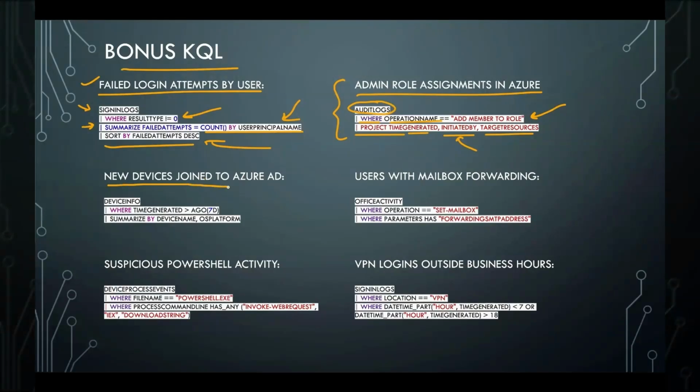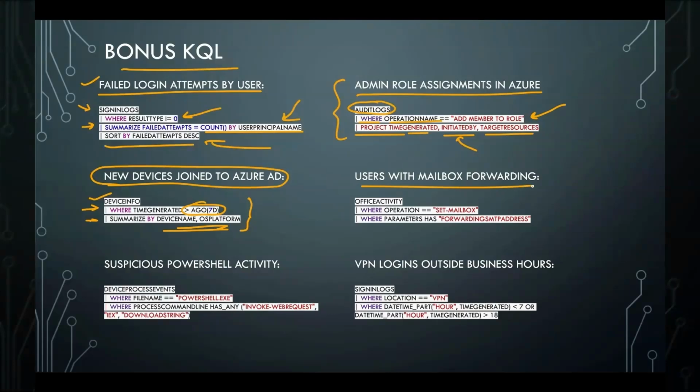And then new device join to Azure AD. So if any new device is going to join the Azure AD, it is going to give you the result for that. So for that, I have written the KQL DeviceInfo, where time generated is not more than 7 days. So it is going to check the past 7 days and then going to summarize by device name and OS platform. So this will help you to understand which device and what OS recently joined the Azure AD.